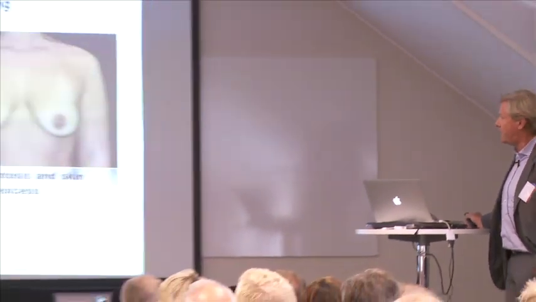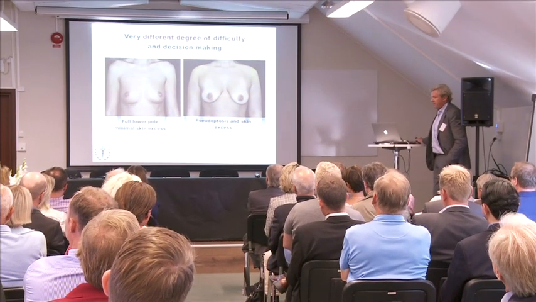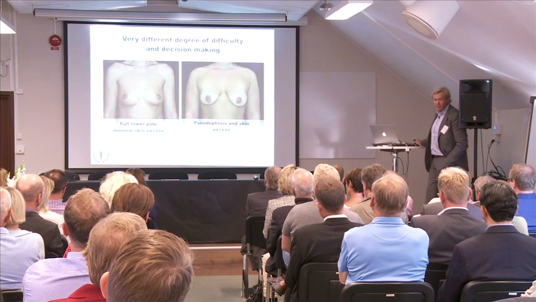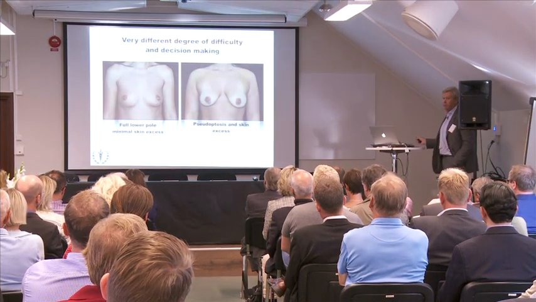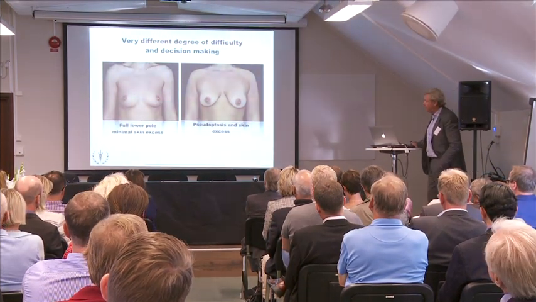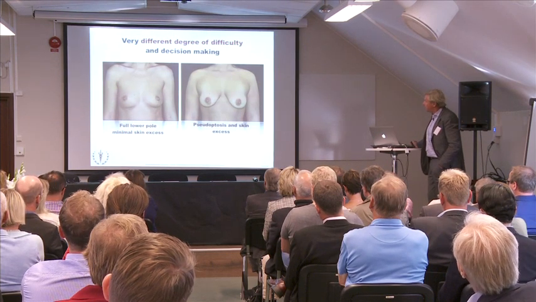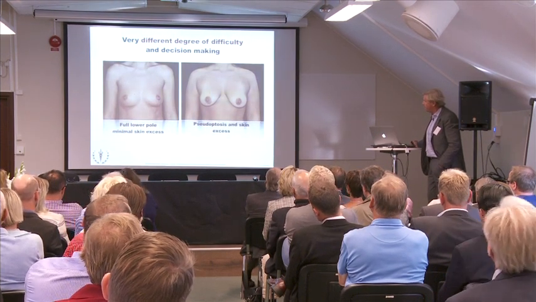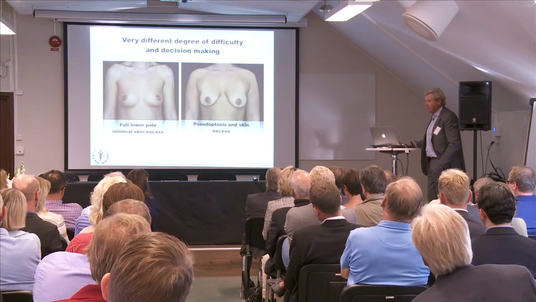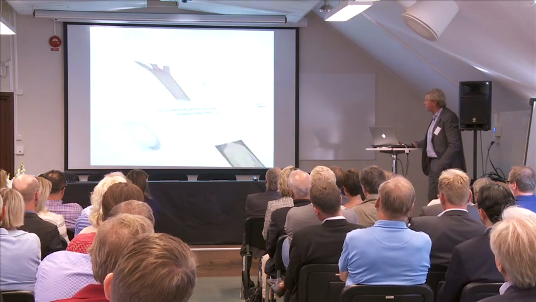Now, obviously, when we see patients, we know that there are severely different degrees of difficulty in decision making. So we have the patient on the left here. She has a full lower pole and very minimal skin excess. That's a straightforward, simple case where anybody with relatively arbitrary planning can get a good result. The patient on the right side here, however, has a pseudoptotic breast with skin excess. And how do we deal with these patients?